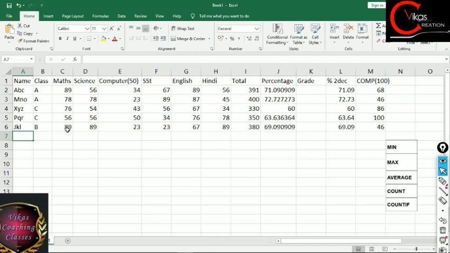But let's suppose this list was very big, or let's take a scenario where in the computer test one child was absent, so he hasn't got the marks. In the English test 2 students were absent, so they haven't got the marks. Similarly, let's say in the Hindi test one child was absent, so he hasn't got the marks. Now a teacher has to count how many students have given the computer paper, how many have given the English paper, or how many have given the Hindi paper. So for this we can use the COUNT function.